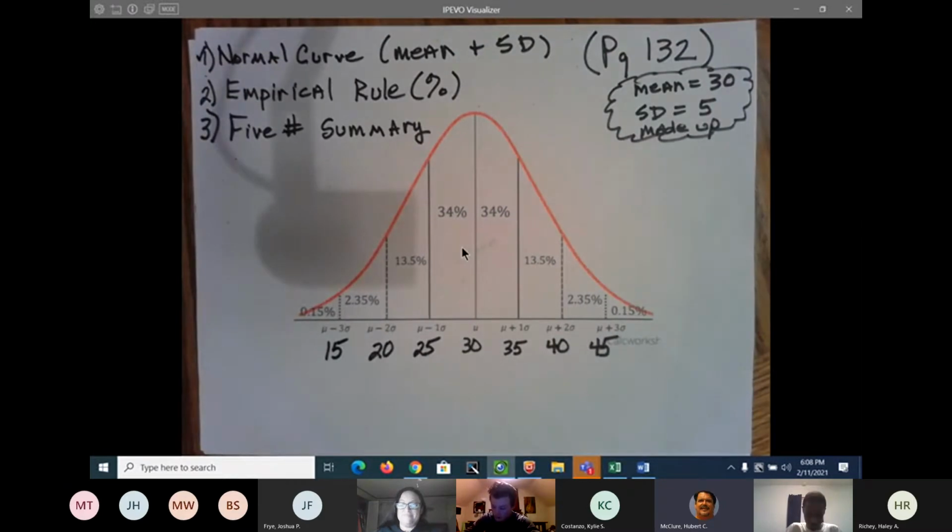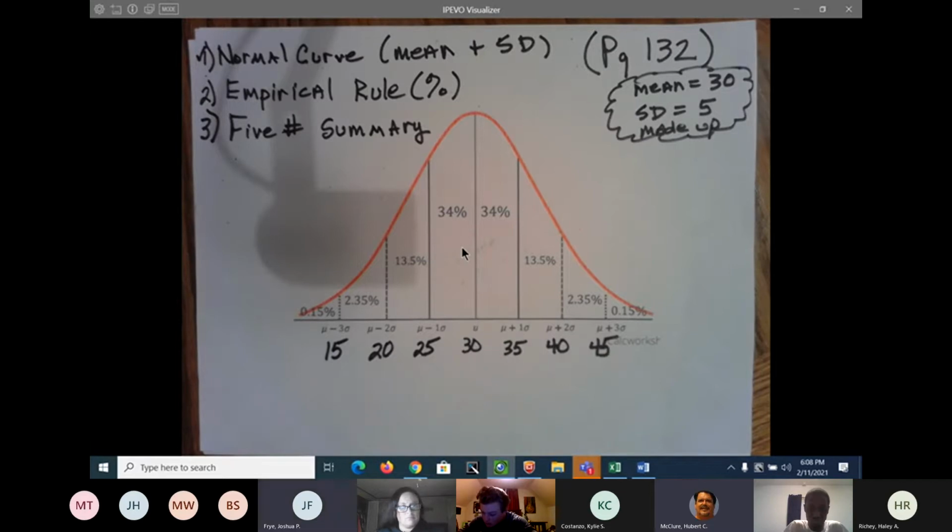Okay, so when you have a normal distribution and somebody asks you, like in chapter 7, to find the mean and the standard deviation, they're going to want you to draw a picture, especially in chapter 7. So that's the picture you're going to draw.